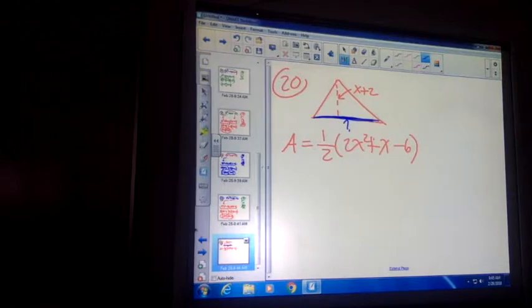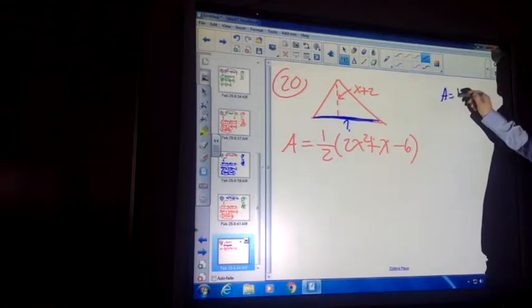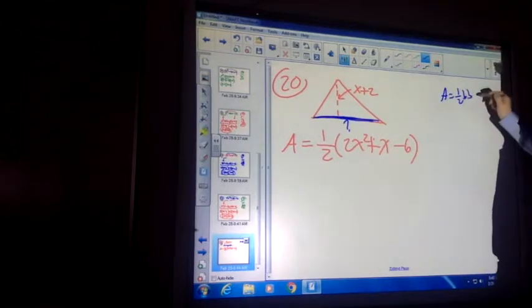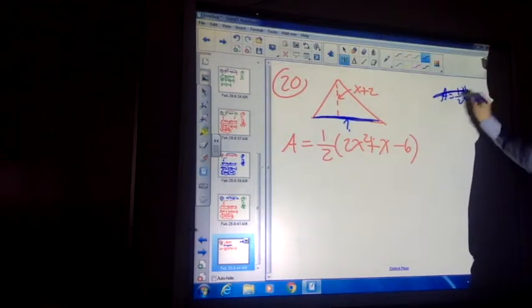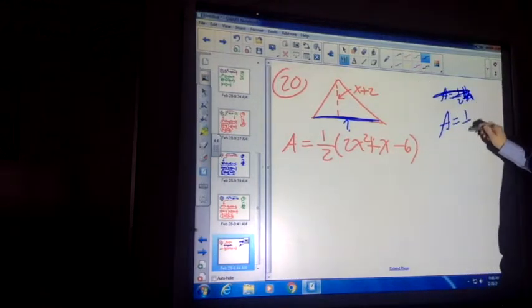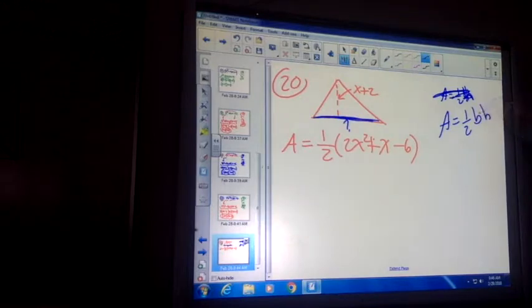What do you think? What's the equation for area of a triangle? Yeah, area equals 1/2 base times height, right? Base times height. Area equals 1/2 base times height. Right?